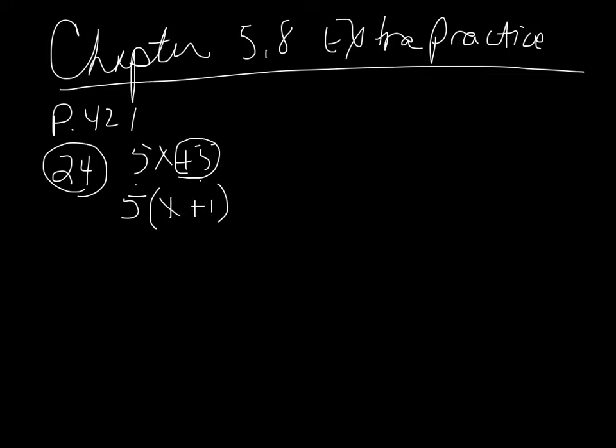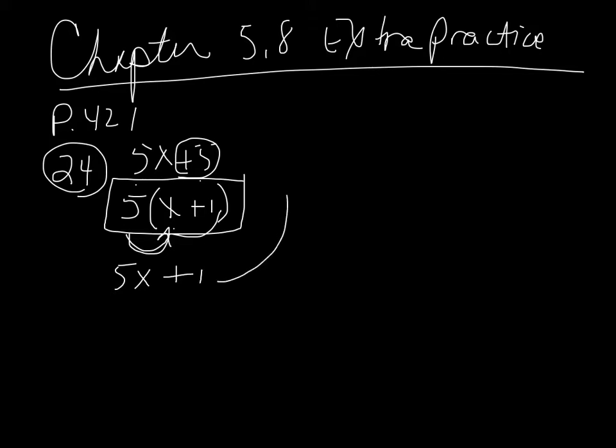And to check yourself, so this is in factored form, you really want to go back here. 5 times x, does this equal 5x? And it sure does. And 5 times 1 would be plus 1. So you're right back to the answer, so you've got that factored form right. So you're putting the expression back into distributive property.